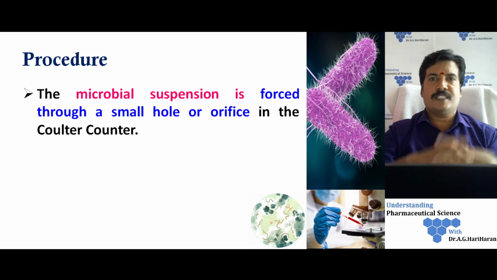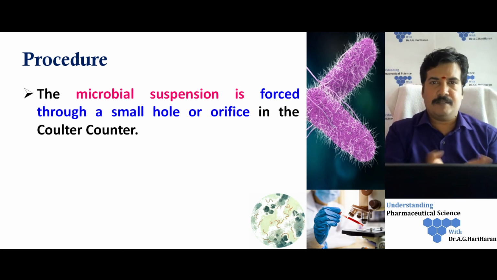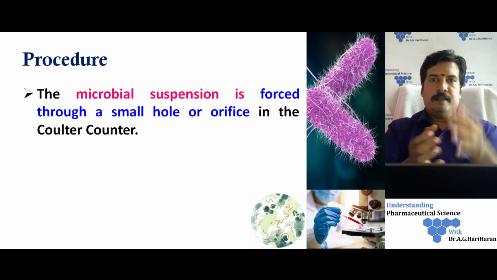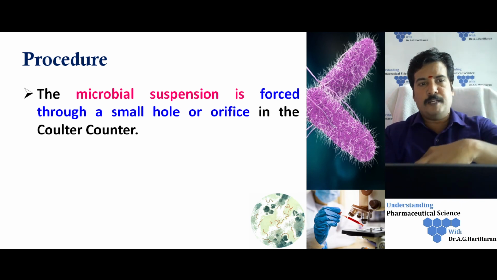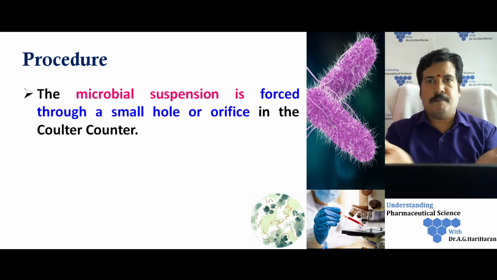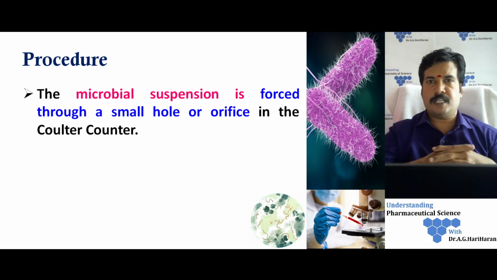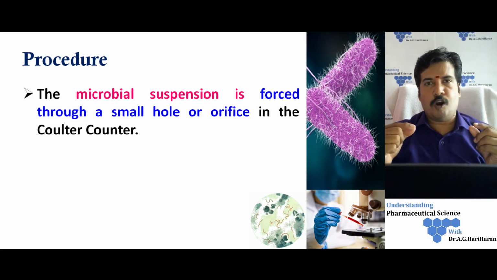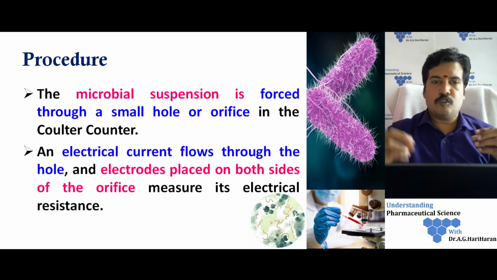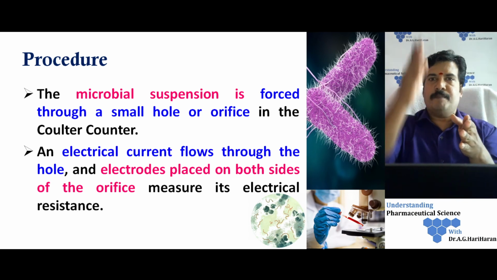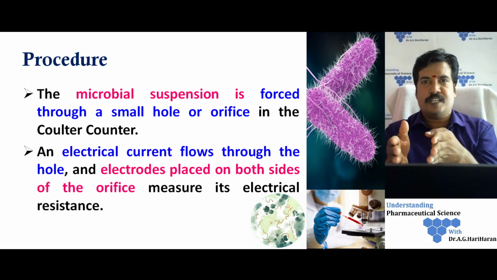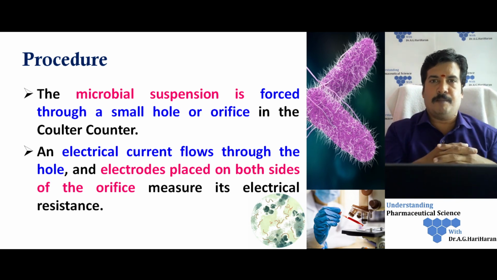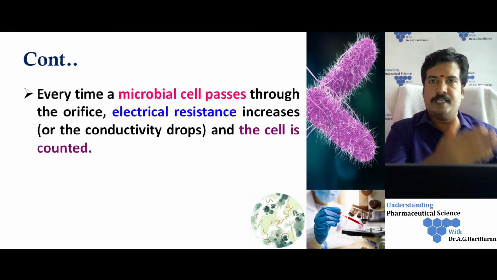If you see the procedure, the simple way is to fill the microbial suspension in the outer big basket. The outer chamber is filled with microbial suspension, and through the tube a force is applied to start withdrawing the sample from the outer chamber through the inner tube. While the microbial suspension moves, the particles move through the orifice. Once the particles move through the orifice, an electrical resistance develops between the electrodes in the outer chamber and the inner tube. This electrical resistance is digitally converted and counted as a particle.